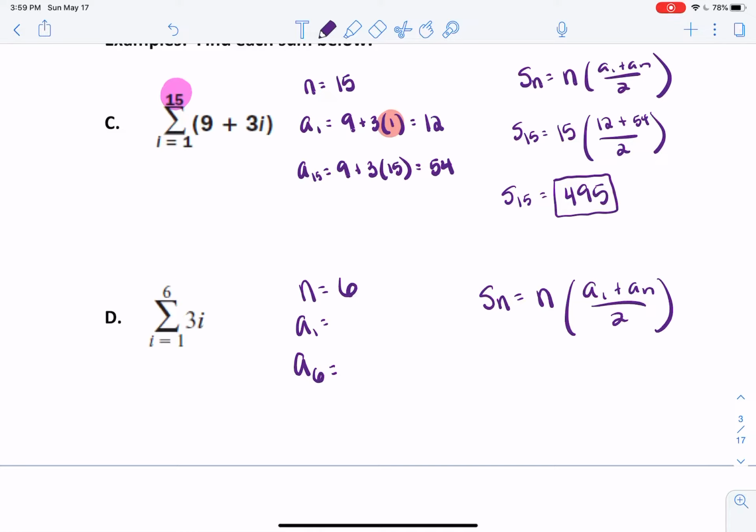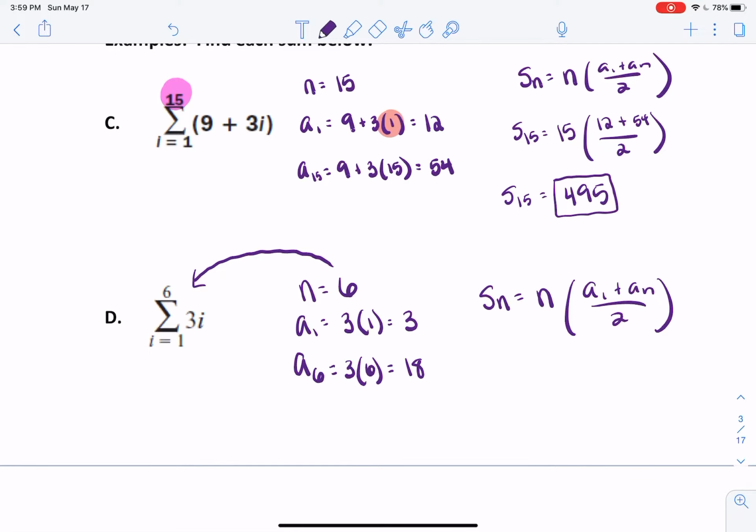Okay, that's a terrible arrow. Try again. Okay, that's a little better. Not great. So we're going to take 3 times 1, and we're using the 1 because we want the first term. And then 3 times 6 because we want to know the 6th term. So that would be 18.